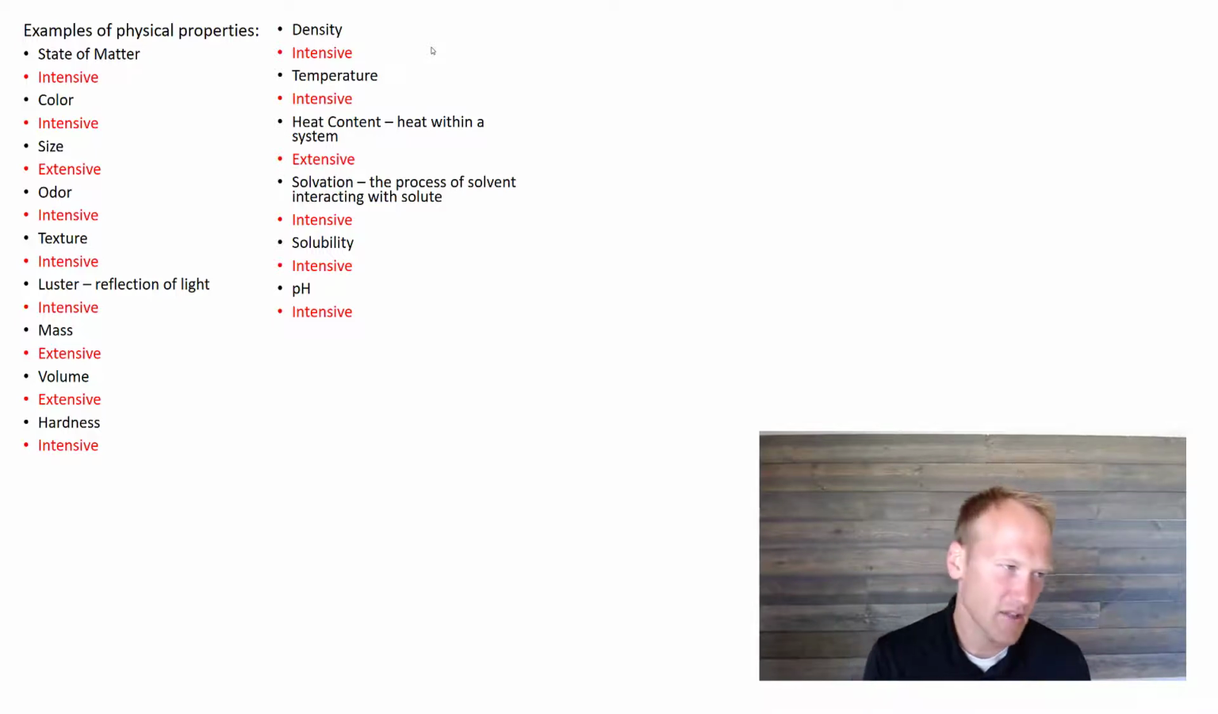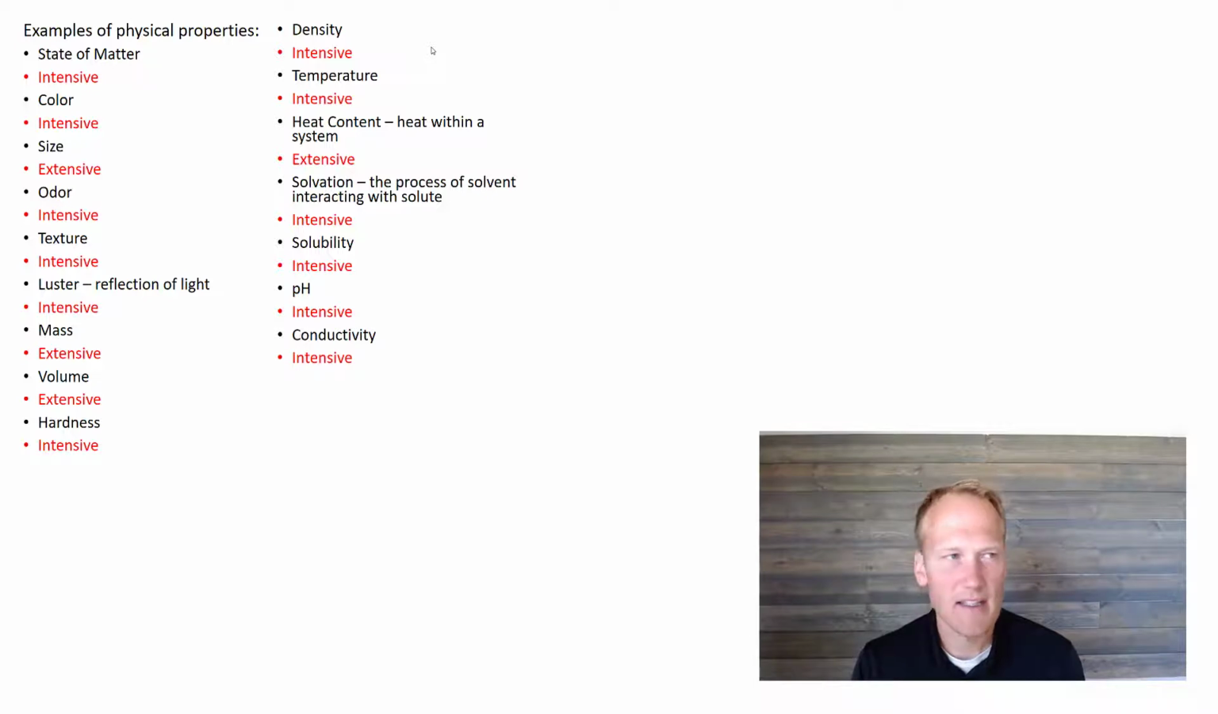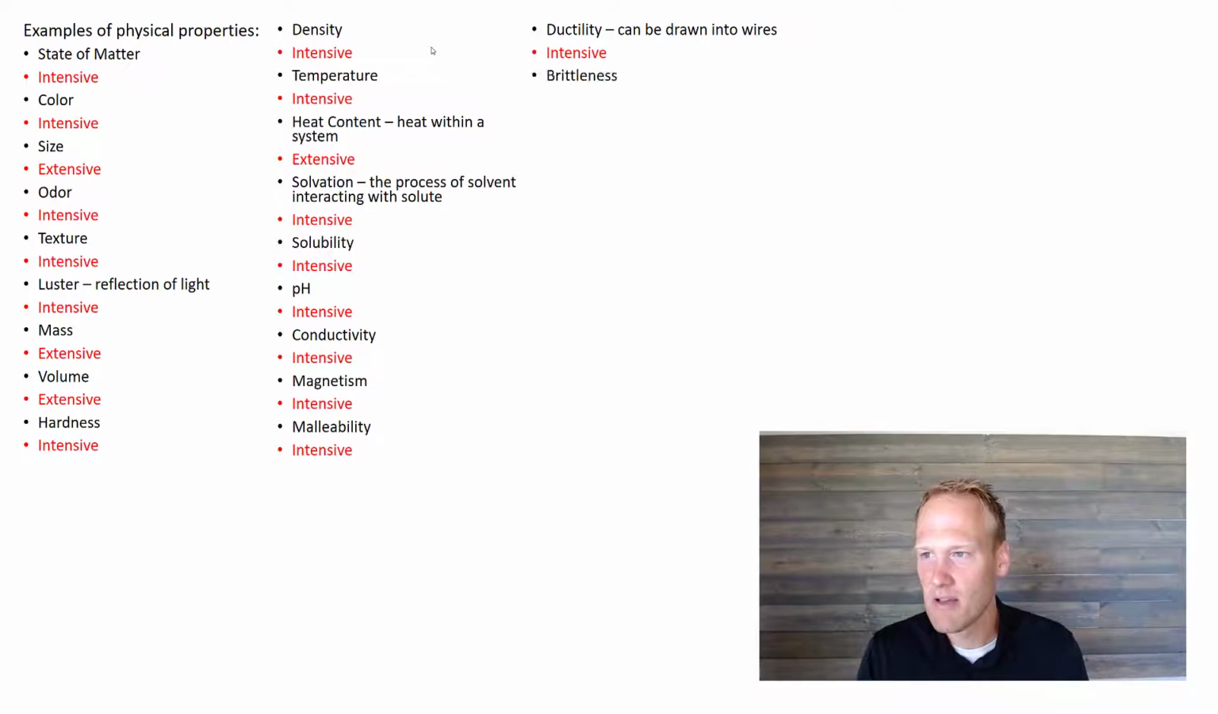If it has a pH of 6, doesn't matter how much you have, that's the pH. Conductivity, if it conducts electricity, that's intensive. Magnetism, no matter how large of a sample of a magnetic substance you have, it's going to be intensive. And then malleability is also intensive. Ductility, can be drawn into thin wires, just like malleability, that'd be intensive.